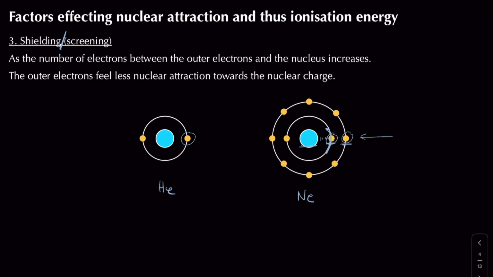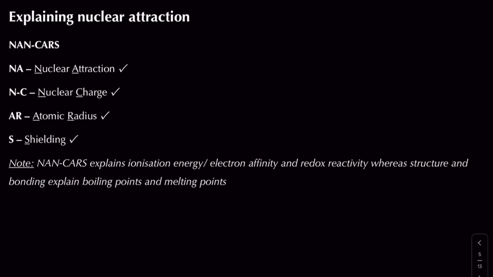Normally, the more shells you have, the more shielding you have, and so the weaker the nuclear attraction is, and the lower the first ionization energy is going to be. So yeah, there's our three factors done.